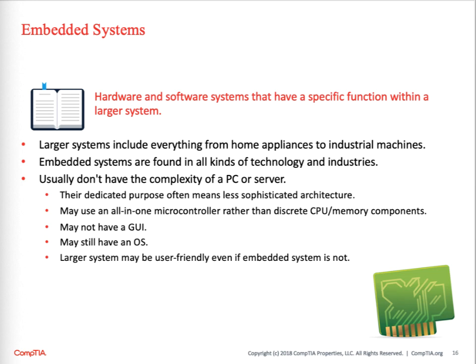So some embedded systems aren't going to have their own CPUs or memory modules. They may roll all of these components into a single one. A lot of them aren't even user friendly, right? They don't have a GUI based system. Regardless that they don't have that type of complexity, a lot of them still use an operating system, and that larger system would be a lot more user friendly, right? An example of that may be a smartphone or something like that, right?